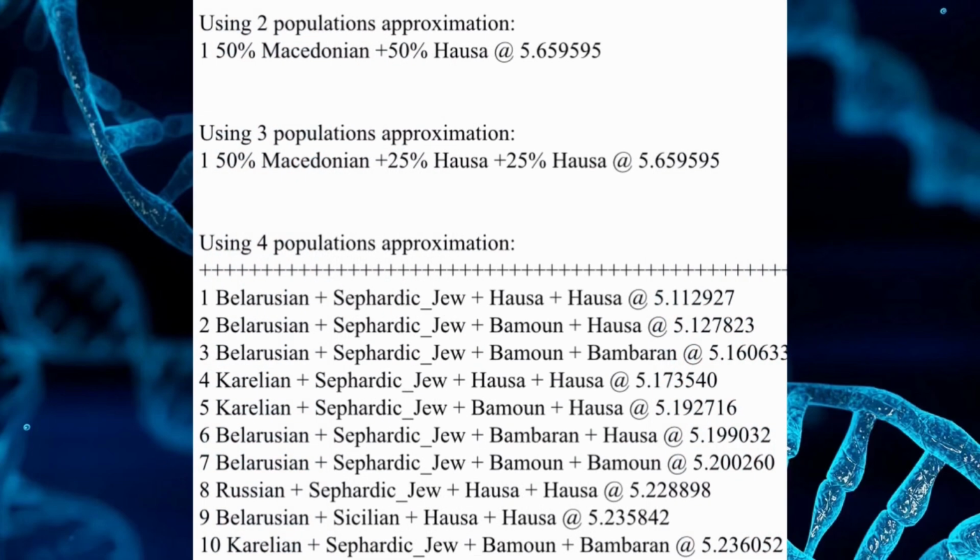Okay, so according to this program's 2 population approximation, I most closely resemble someone who is 50% Macedonian and 50% Hausa. And Hausa is actually the largest ethnic group in West Africa. So Macedonia is right next to Bulgaria. This GEDmatch is very insistent on making me Bulgarian or like whatever that area is.